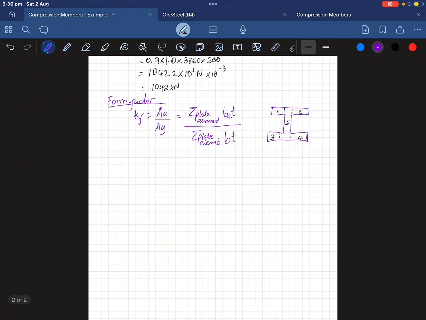Right, so what is effective width, BE? BE equals B multiplied by the ratio of lambda EY divided by lambda E, and lambda EY in this context means the plate slenderness limit. Okay, slenderness limit, and lambda E is the plate element slenderness.